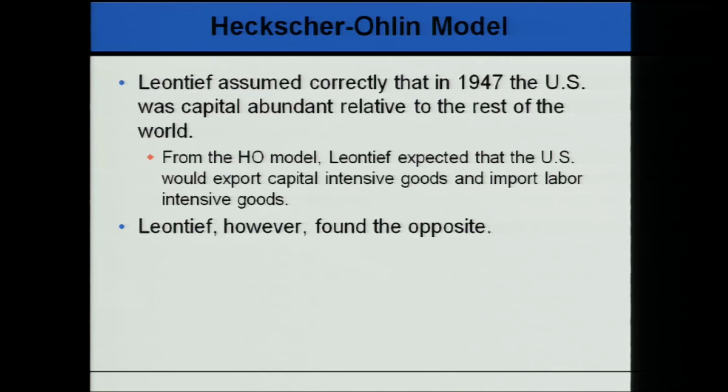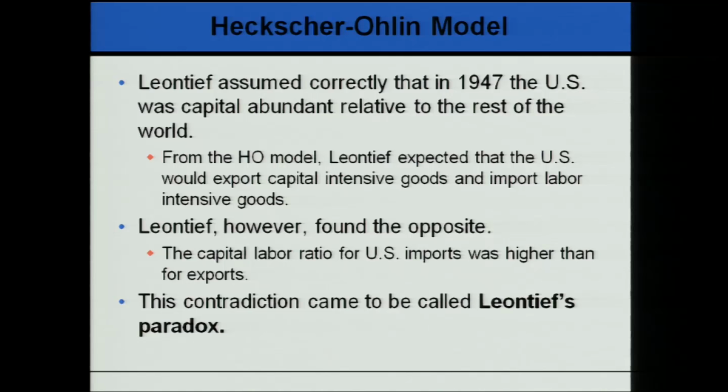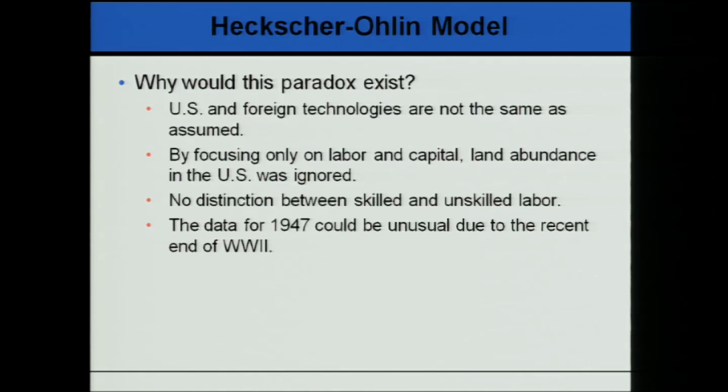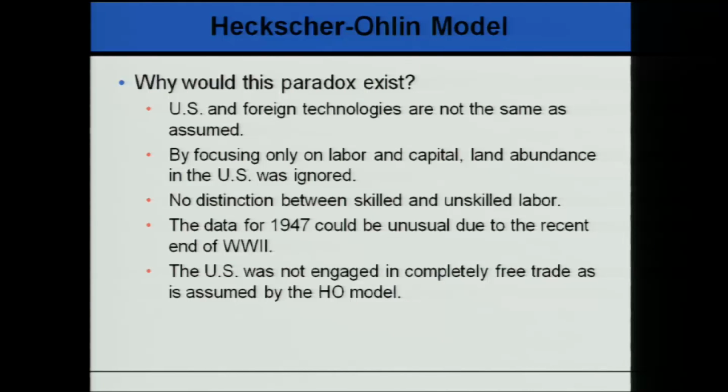So, from the HO model, Leontief expected that the US would export capital intensive goods and import labor intensive goods. Leontief, however, found the opposite. The capital labor ratio for US imports was higher than for exports. This contradiction came to be called Leontief's paradox. Various reasons were given for why this paradox would exist.